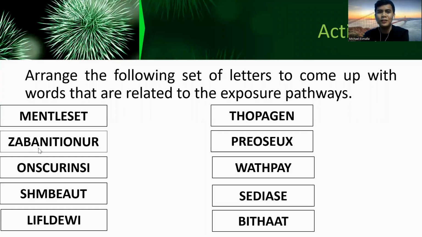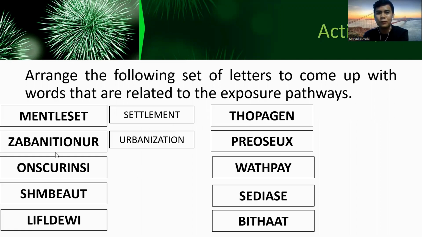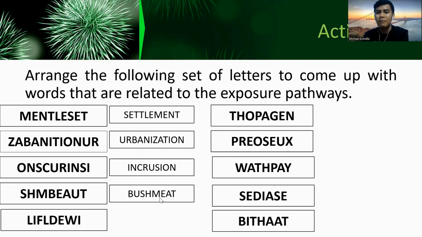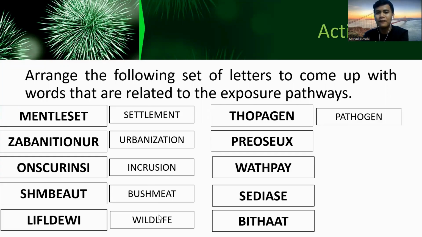All right. I assume that you really have answered our activity. So it's now time to check your outputs or your work. For the first word, that would be settlement. The second word, that would be urbanization. The third one, that would be inclusion. Fourth one, that would be bushmeat. Next we have wildlife. We also have pathogen.